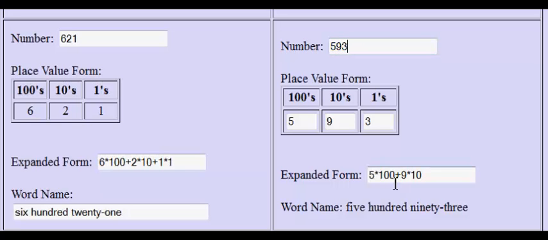But in addition to the 500 and the 90, we also have 3 units. So I'm going to write plus to indicate in addition to 590, we have the number 3, or 3 ones. So that would be written 3 times 1. Don't forget to check all of your answers and submit your answer to receive credit for those that you did correctly.